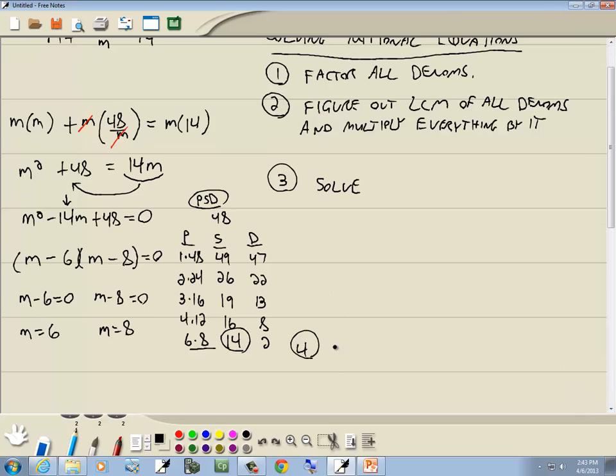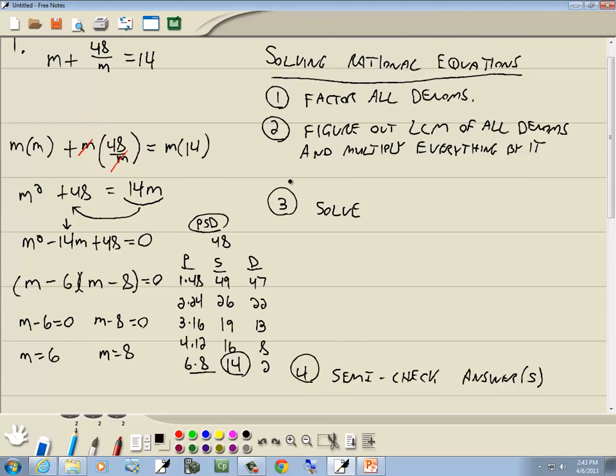Now step 4. Semi-check your answers. Now what I mean by that is you don't need to fully check it, but you want to make sure that when you plug those values back in, they don't cause the denominator to equal 0. For example, if I put 6 in for the m, put 6 here, put 6 here, 48 over 6, well, that doesn't cause a 0 in the denominator, so that's our answer. If we put 8 in here, 48 over 8, well, our denominator is still not 0, so both of those actually work.